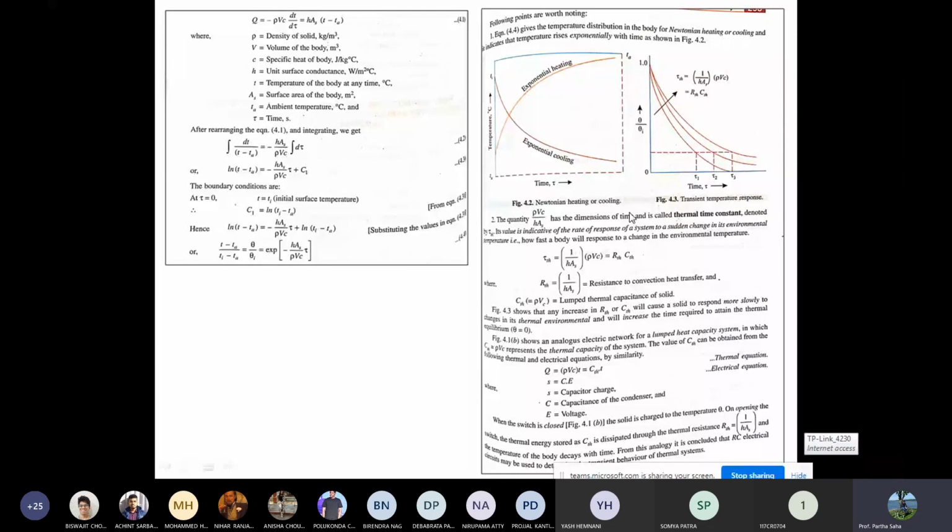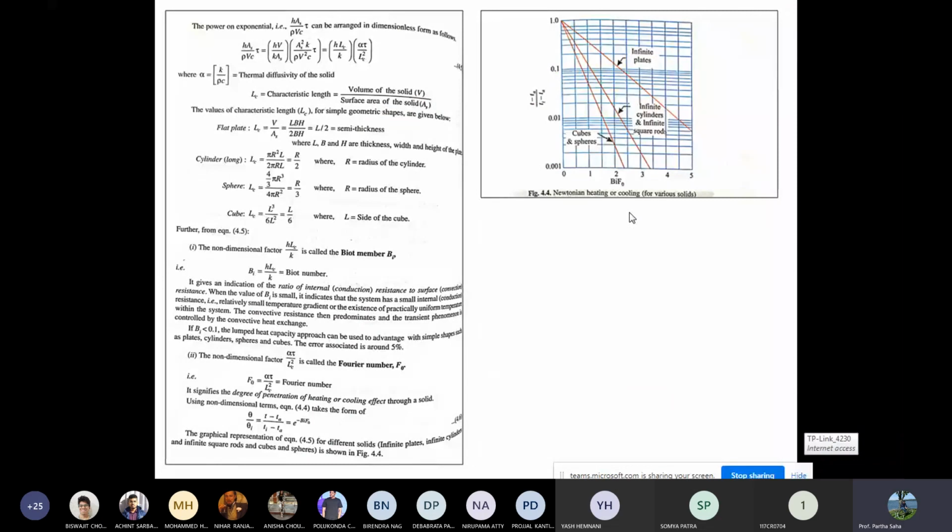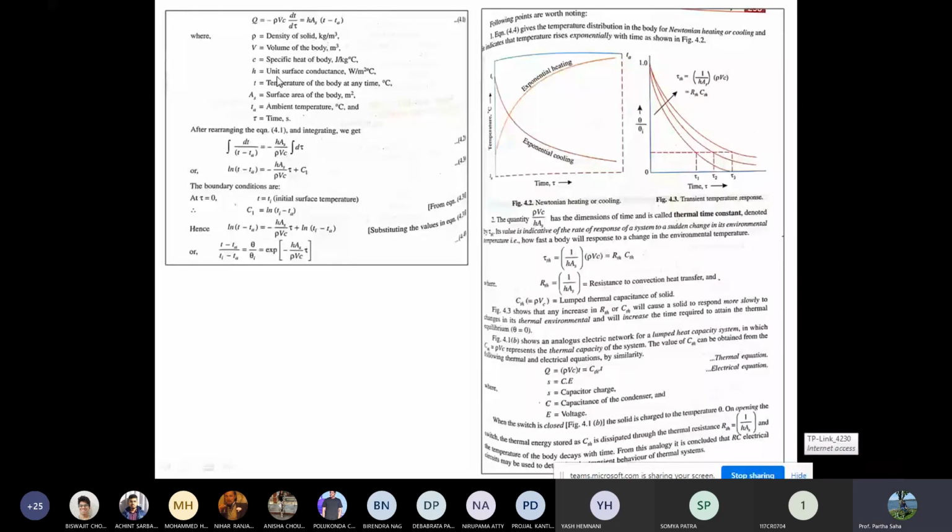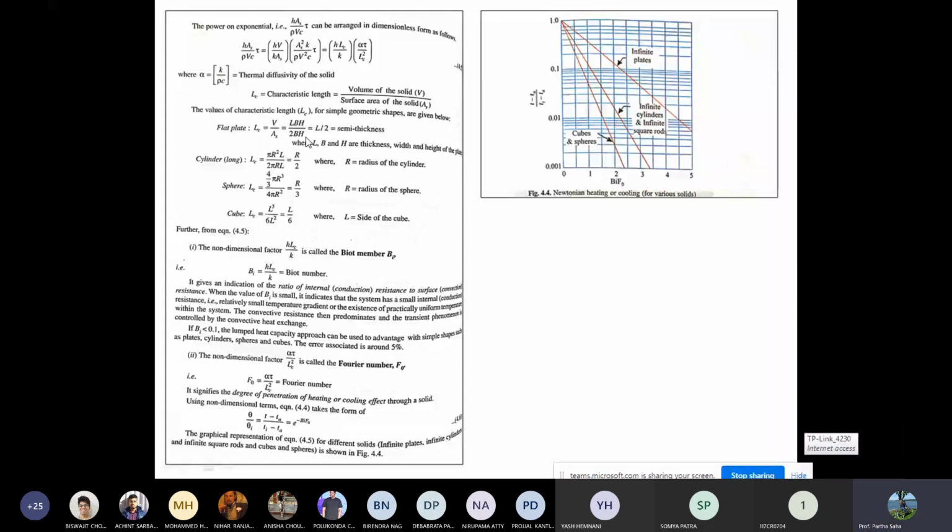Okay, so let's move to the next slide. Now, the term within the exponential, the power on the exponential, that is h A_s over rho V c times tau, can be arranged in a dimensionless form as follows. We can write h A_s over rho V c tau and then rearrange: we multiply by V in the numerator, divided by k A_s, and then in the denominator we multiply by k as well as A_s.